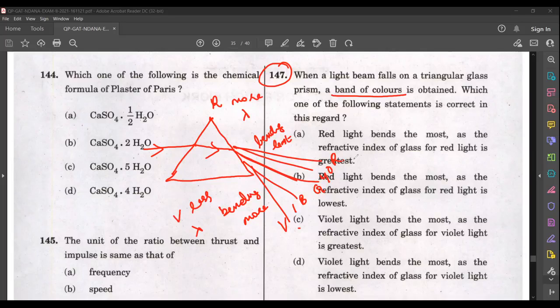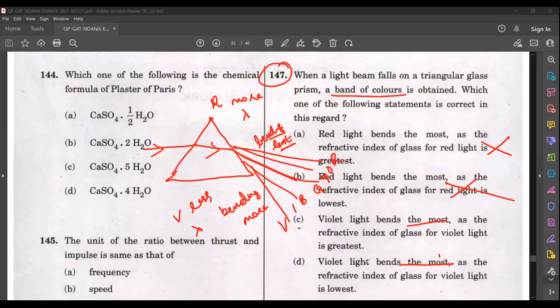Red light bends the most as the refractive index of glass for red light is greatest. That is wrong because red does not bend the most; red bends least. Red light bends the most as the refractive index of glass for red light is lowest. That is also wrong. Violet bends the most, so there are two options with violet. Violet light bends the most as the refractive index of glass for violet light is greatest. Violet light bends the most as the refractive index of glass for violet light is lowest.